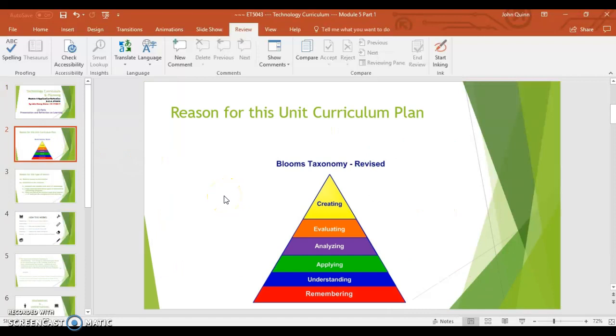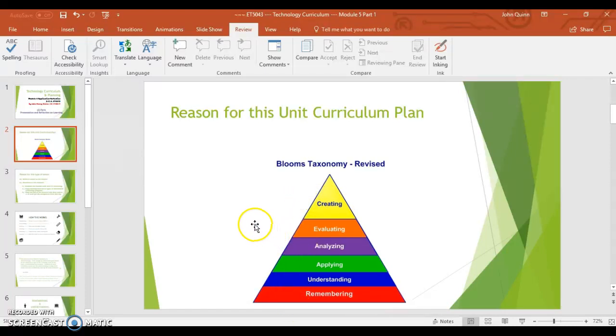The reason for this unit curriculum plan is that it's based on the Revised Bloom's Taxonomy. It's basically steps in the pyramid here in front of us. The first level is remembering, the second level is understanding, the third level is applying, the fourth level is analyzing, the fifth level is evaluating, and the ultimate highest level, the sixth level, is creating.